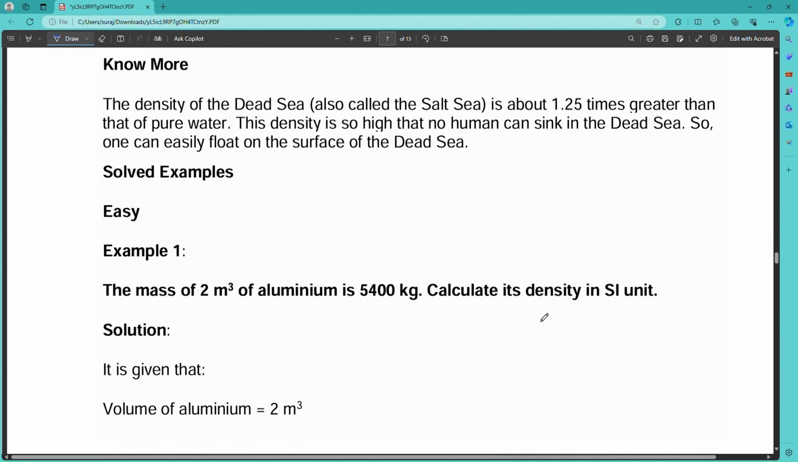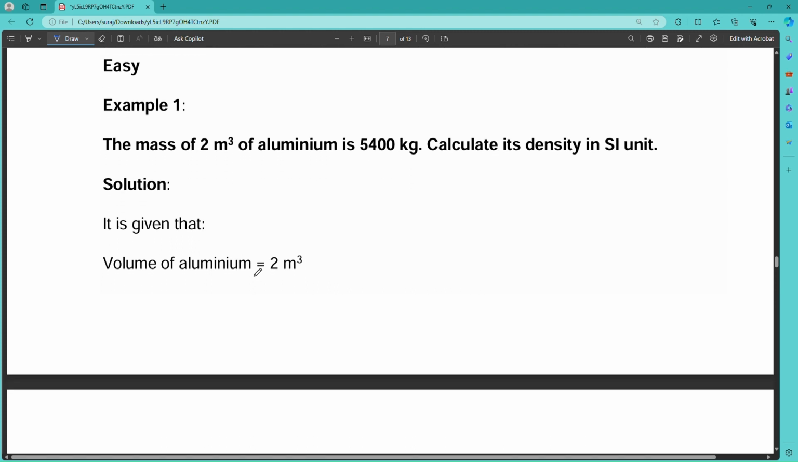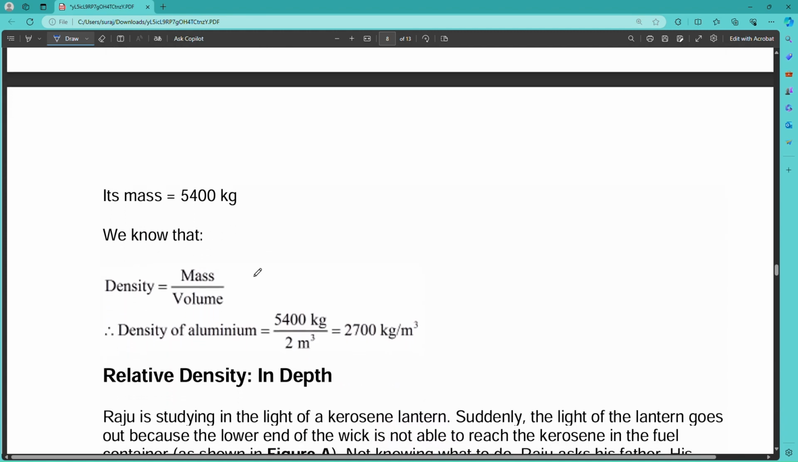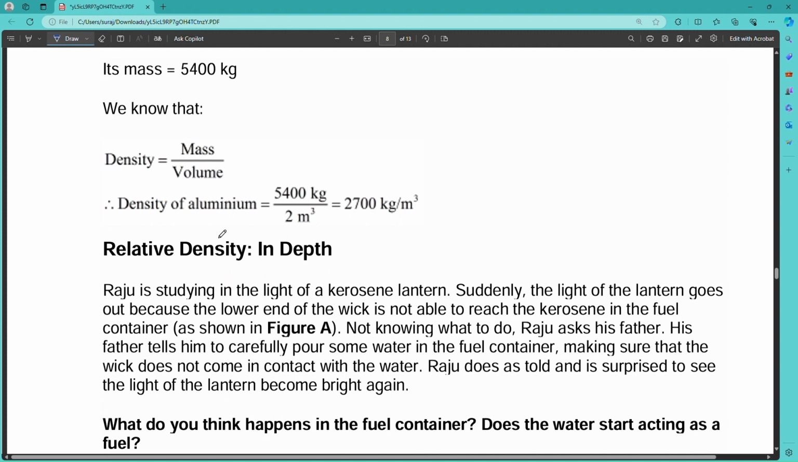Let's take an example calculation: the mass of a substance is given as 4500 kg, and the volume is 2 meter cube. If you have to find the density, the volume is given as 2 meter cube and the mass is 4500, and by using the formula density equals mass by volume, you can simply write that the density of aluminum is 4500 by 2, that is 2700 kg per meter cube.